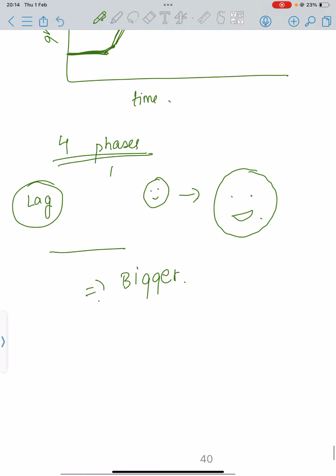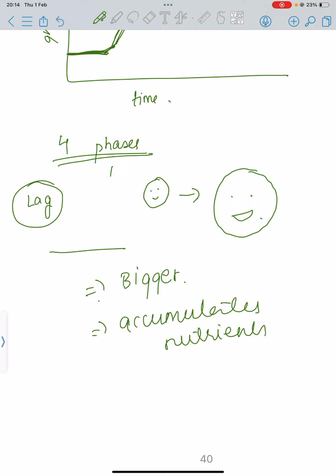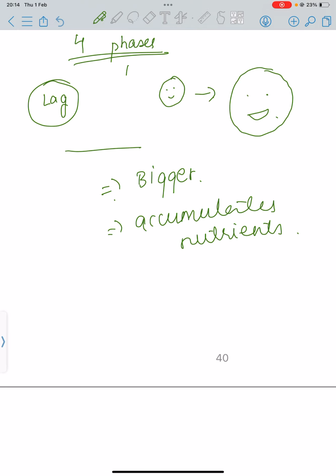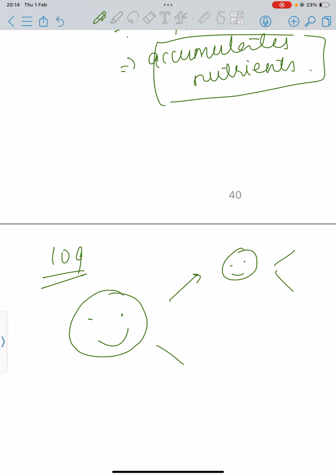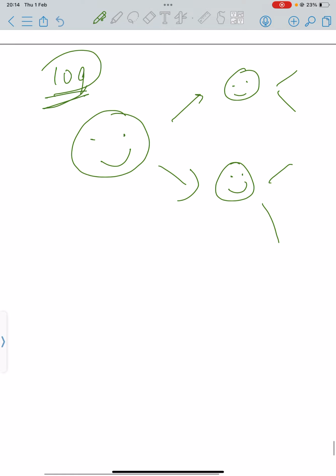How does it become bigger? It accumulates all the nutrients required for multiplication and it becomes bigger. Now you tell me, what will happen after lag phase? It has already accumulated all the nutrients. So the next phase is log phase, where it can successfully multiply. Right? This is the log phase. So in log phase, you'll find rapid multiplication.